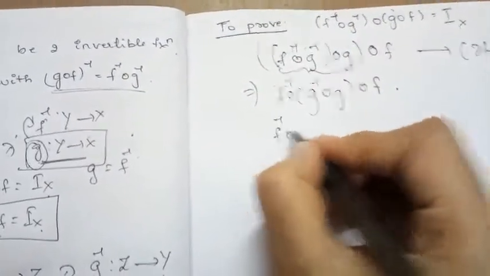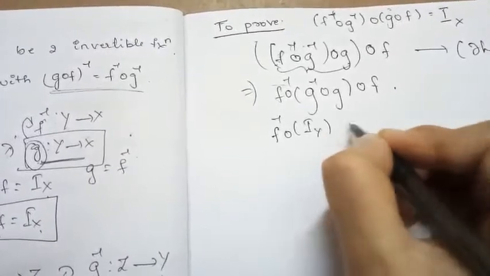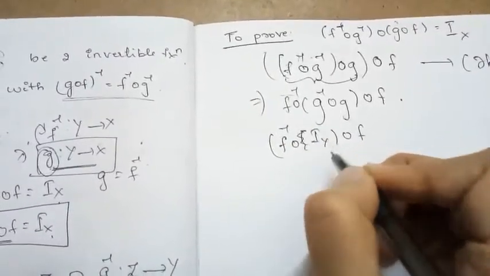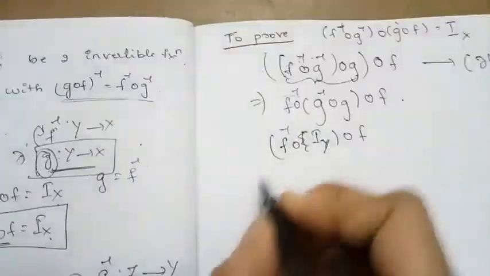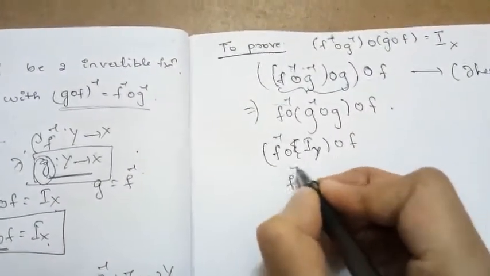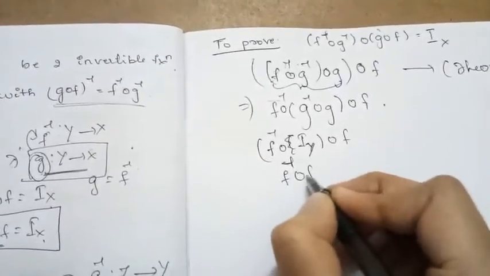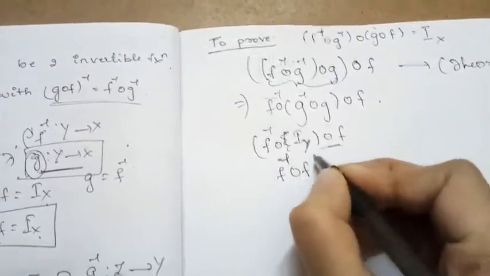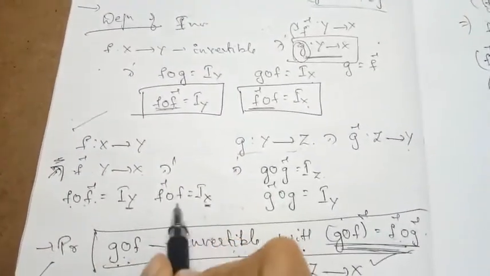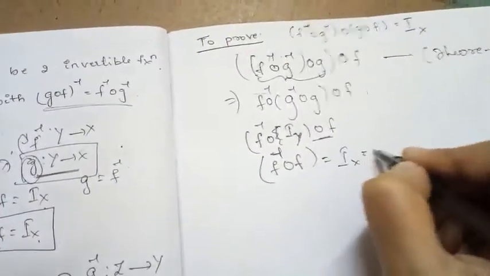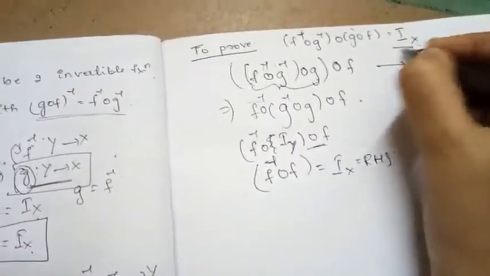So f inverse of Iy of f. Here Iy is the identity function, so f inverse of Iy becomes f inverse itself. So f inverse of f, that is from this one. So f inverse of f means what? While defining, you have defined f inverse of f as Ix. So it is equal to Ix, which is our RHS.